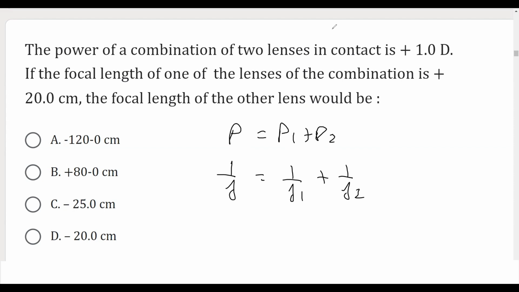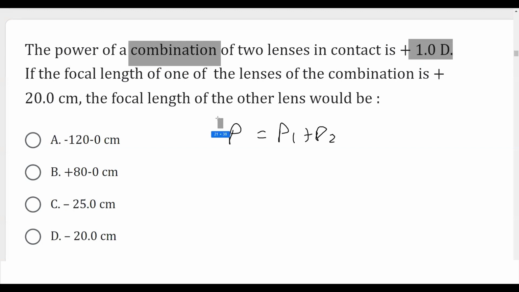Or what I can see is we are given the power of this lens, right? So let's figure out that we know the power of the combination. Let's understand once again. We know the power of this combination. So I can replace this P, which is the power of the combination, by 1, positive 1. Here the sign matters.